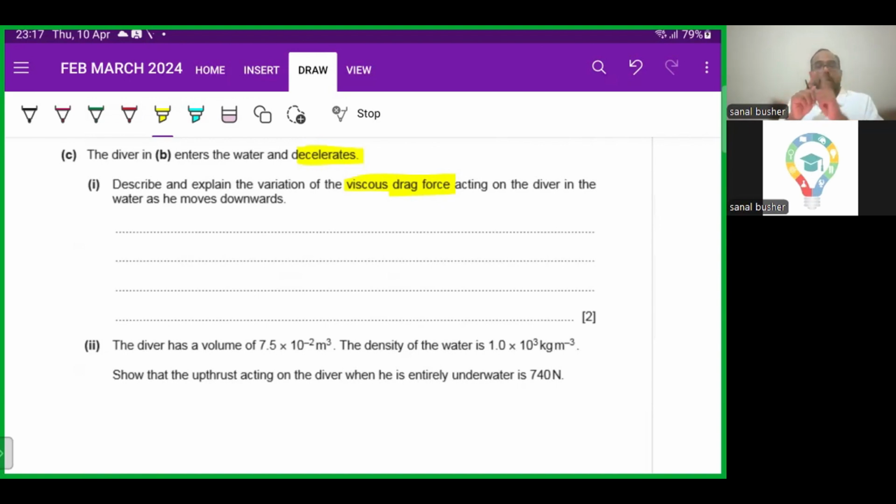The viscous drag force is always directly proportional to the speed. If speed increases, the force will increase. If the speed decreases, the force will decrease. So what will be the variation? Here speed is decreasing. So definitely the viscous drag force will decrease.